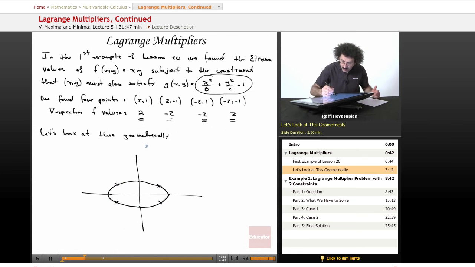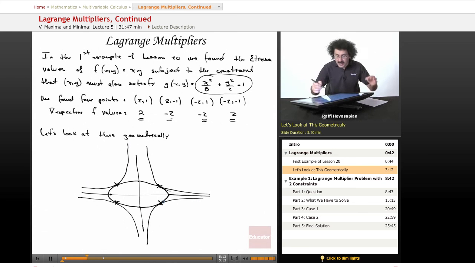Here's what it looks like geometrically. Let's make it a little bit better than that. So there's another point. If you look at the points (2, 1), (minus 2, 1), (minus 2, minus 1), and (2, minus 1), these are the points that maximize the function. These are also the points that happen to lie on this ellipse. So the constraint is satisfied. Those are the points that we found.